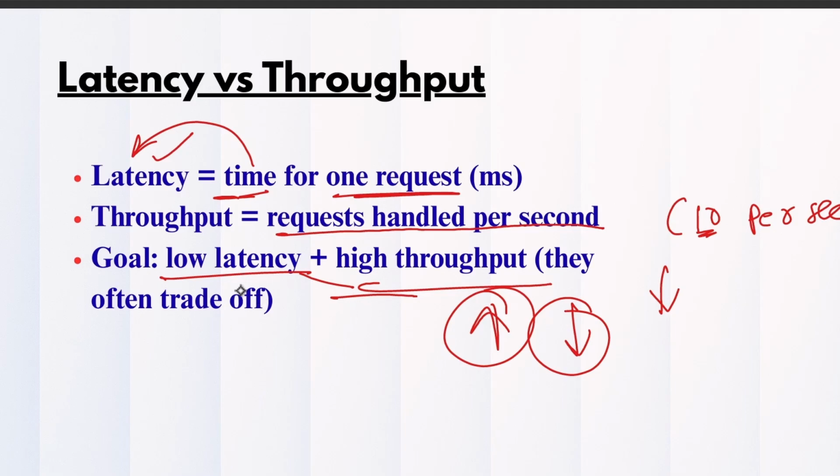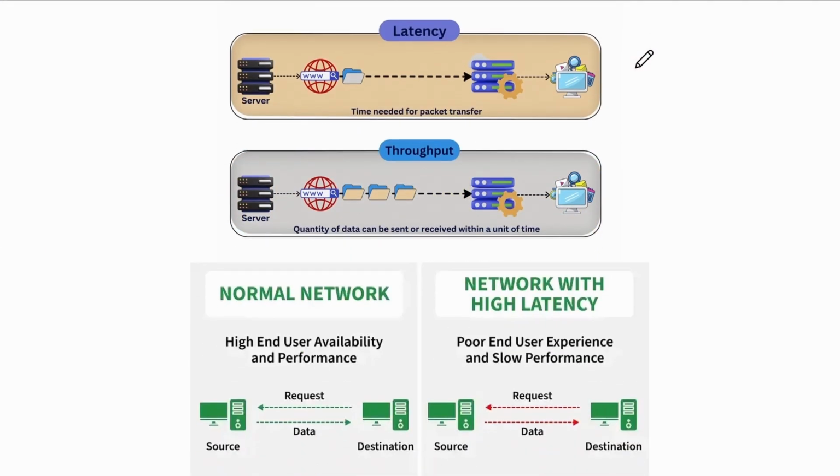And one more thing, vice versa. If you want low latency, then you need to sacrifice high throughput. If you want high throughput, you need to sacrifice low latency. If you want both of these, you need to have high-end servers and more big computing machines. And the same thing is depicted with the help of this diagram also. In the upper diagram you can see the time needed for the packet transfer.